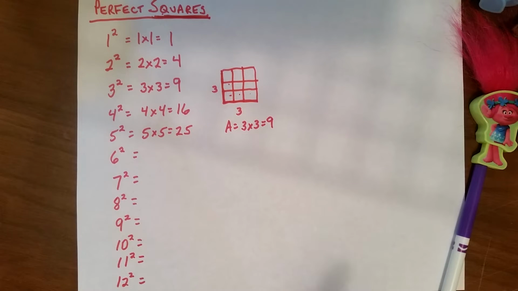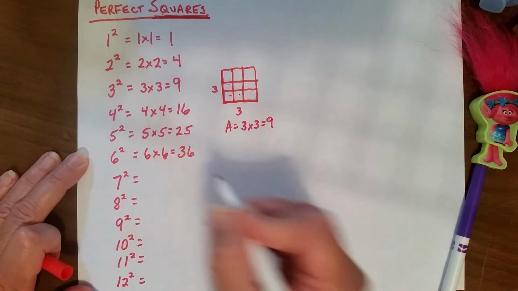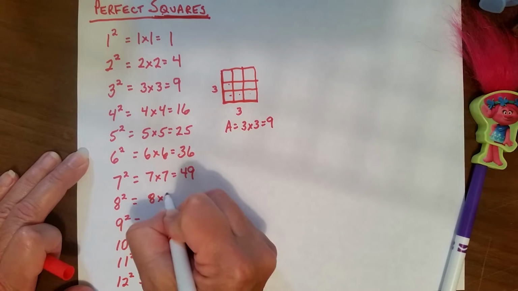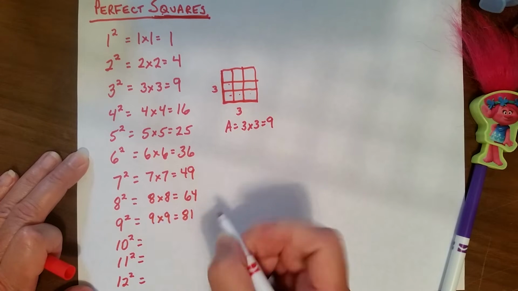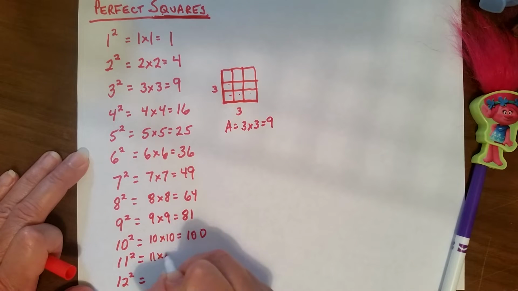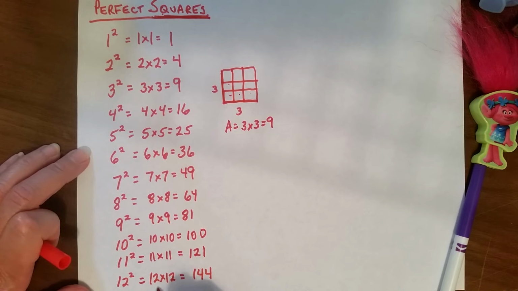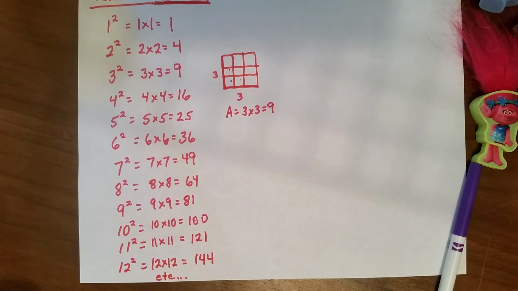Okay. All right, welcome back. 6 squared, 6 times 6, 36. 7 squared, 7 times 7, 49. 8 times 8, 64. 9 times 9, 81. 10 times 10, 100. 11 times 11, 121. 12 times 12 is 144. Okay, and we could keep on going. So I'm going to put etc. down there because we could keep on going. These are perfect squares right here.